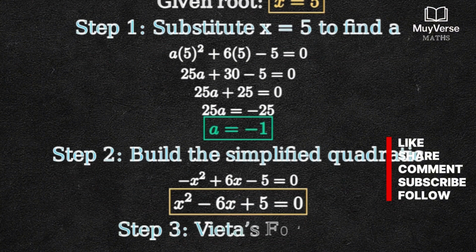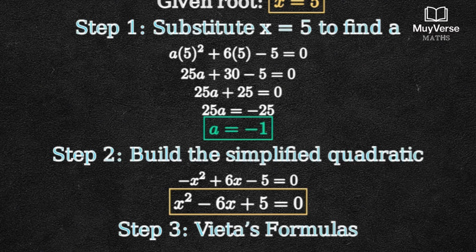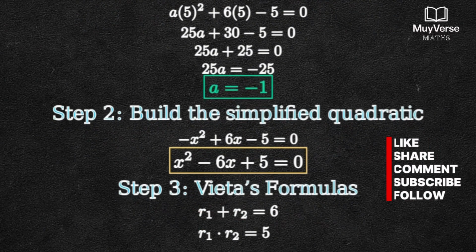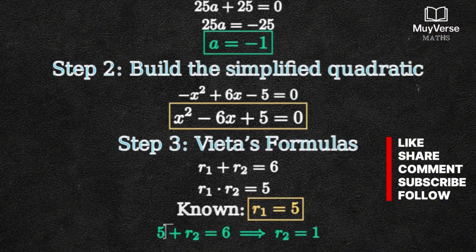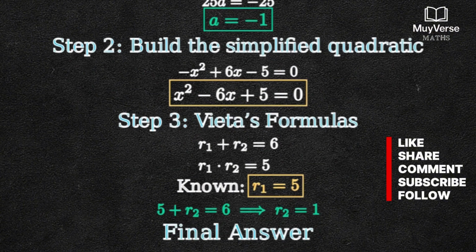Step 3. Use Vieta's formulas for a fast visual cue. For a monic quadratic, the sum of the roots is the positive 6, and the product is 5. We already know one root is 5, so 5 plus the second root equals 6, giving the second root as 1. Final answer, a equals -1, and the other root is 1.